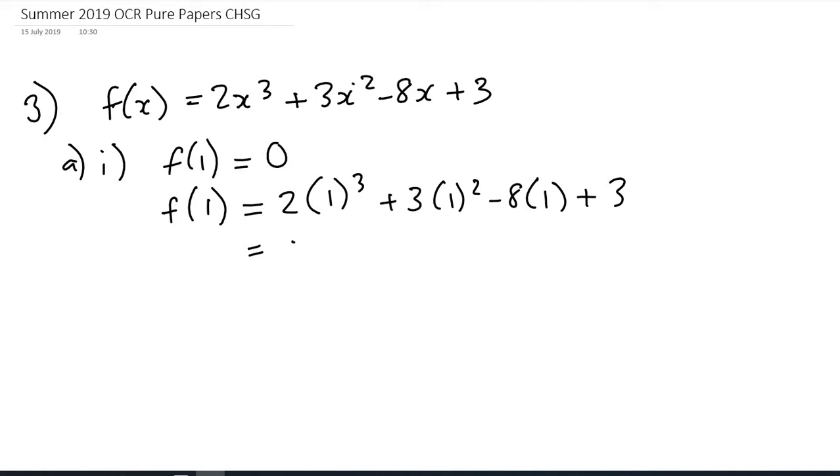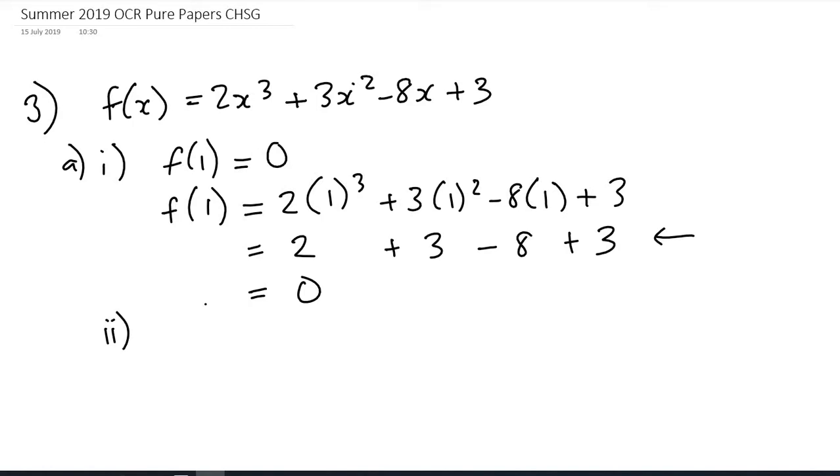So it's going to be 2 times 1, which is 2, plus 3 times 1 squared, which is 3, minus 8 times 1, which is 8, plus 3. And as you can see, that's going to give me 0. So I've just added this extra line in here just to prove that I know what I'm talking about, because obviously the calculator does all the work. It is only a mark, but it's definitely worth making sure you get it.